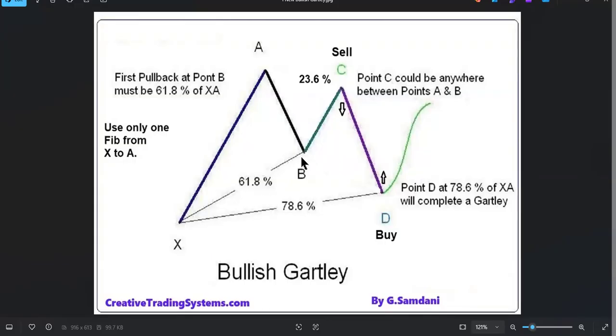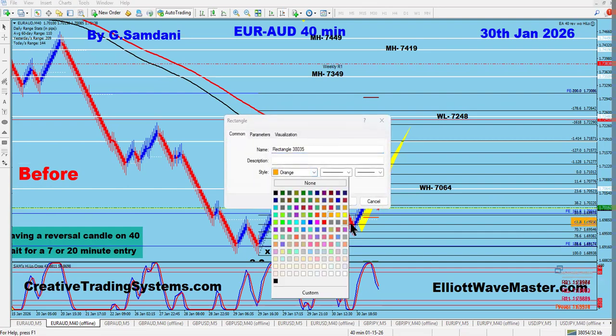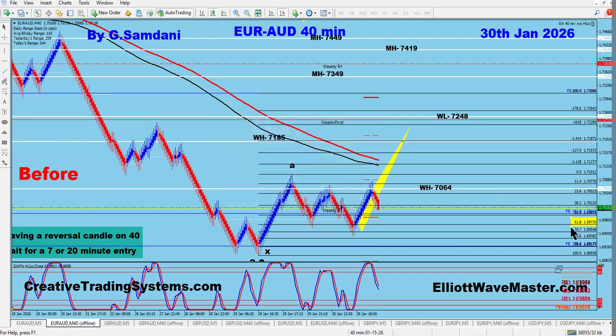So B point. Now X A comes B. B needs to be where? 61. Is it there? The question is, is it this? You see that it reversed from here, right? So what line is this? 61. Aha, magic, right? So we mark this. This is 61.